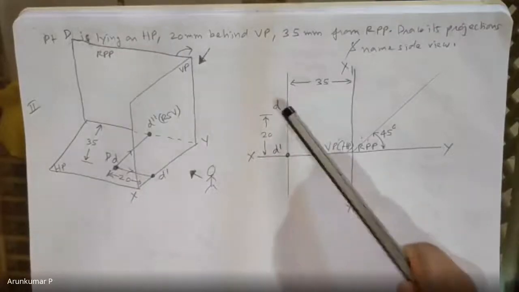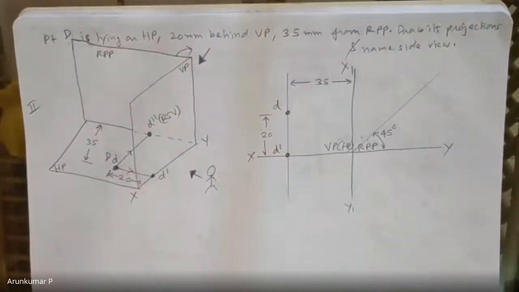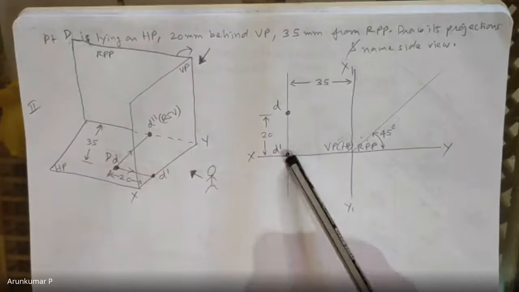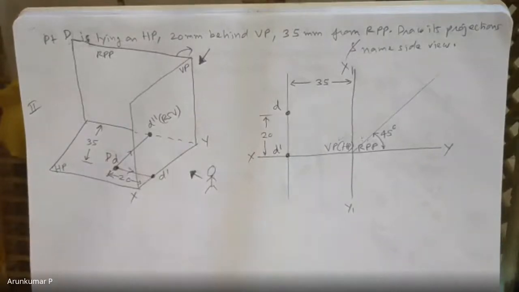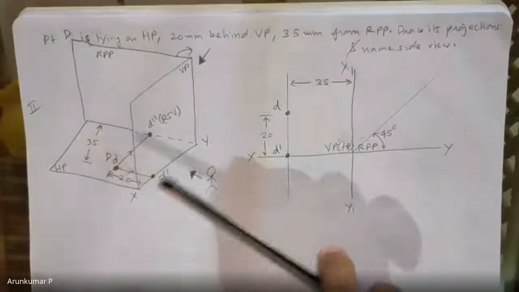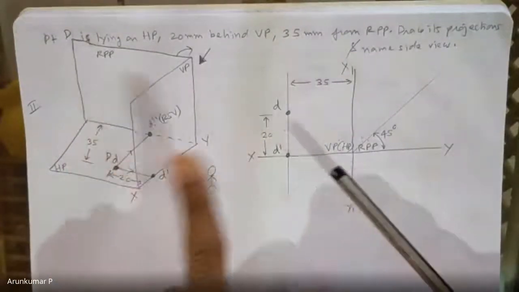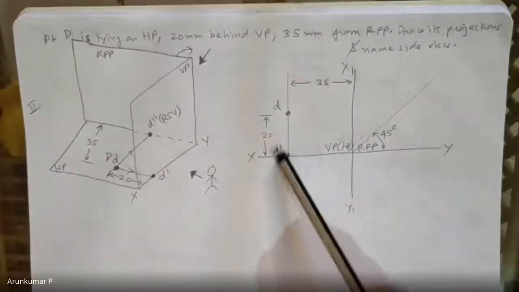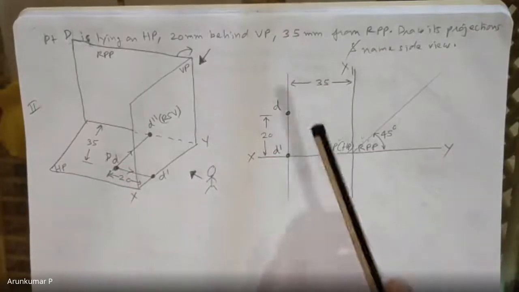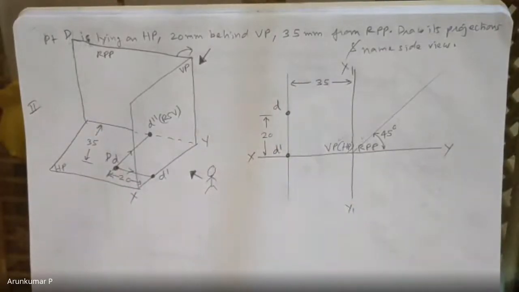So front view, top view. Front view on the XY line, as you can see here. Top view 20 mm. When you rotate, it becomes vertical, 20 mm above. You'll get the top view. Now all that is left is the side view.